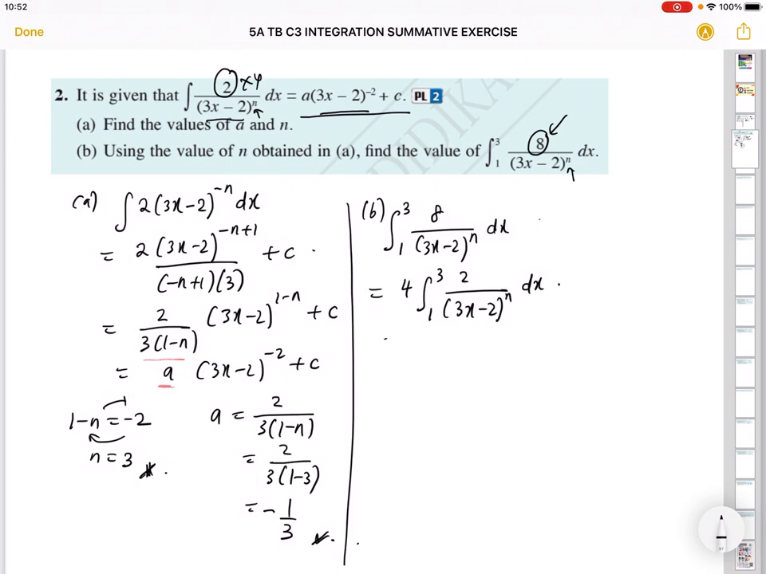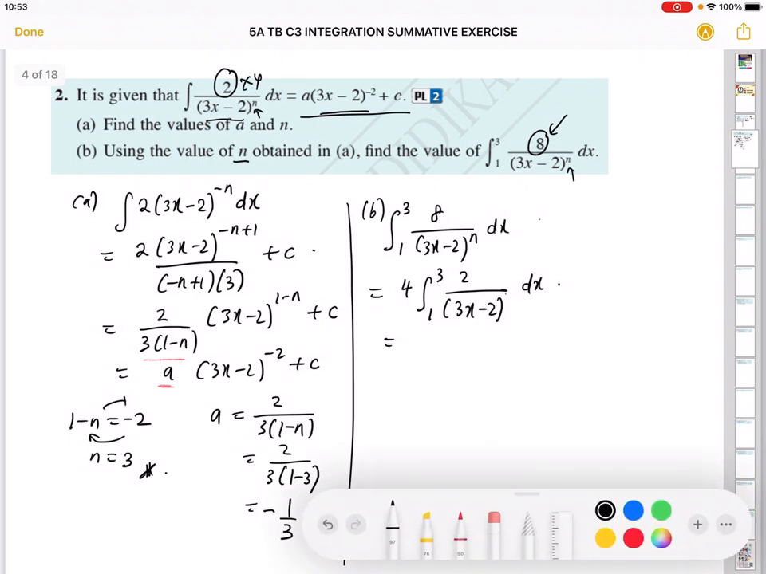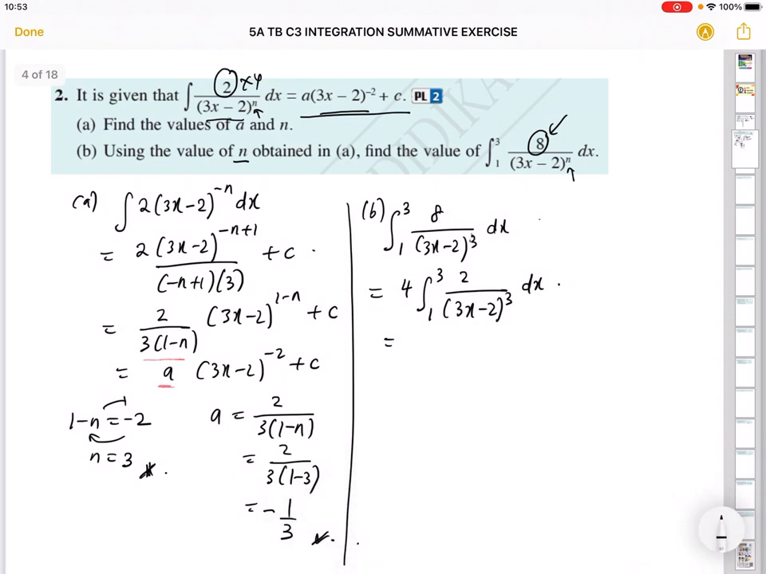And from here, okay, the question says using the value of n. Oh, sorry. That means my n is 3, right? My n is 3. So we are going to use this information. We know the result integrating this is going to be this, right? Since my a is negative 1 over 3, so this will be 4 times negative 1 over 3, right?